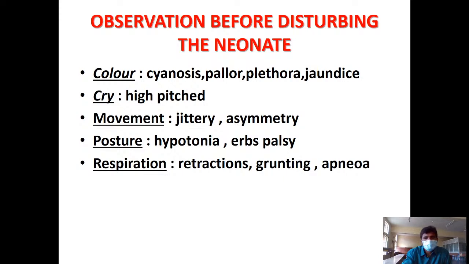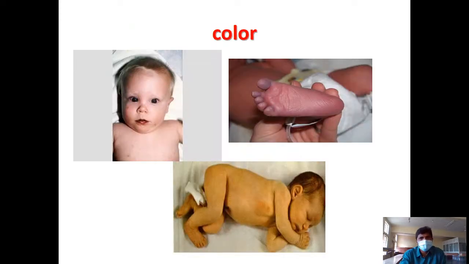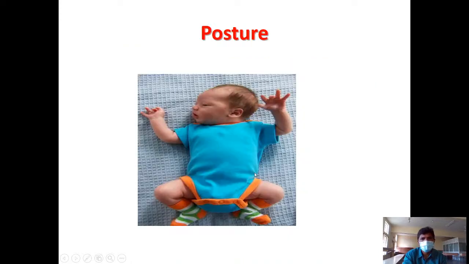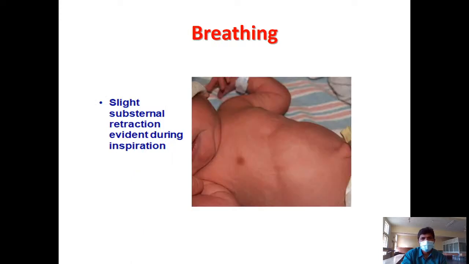Then once you have made out these things, here are some examples. See here, the baby's lips look cyanotic, so this is central cyanosis. Here the bluish discoloration is limited to only palms and soles, so this is acral cyanosis. Here the baby is jaundiced, so it appears yellowish. Then posture, this is the universal flexion posture. All your joints will be in a flexed posture. This is a healthy neonate. Then you can look at the breathing pattern. Here you can see the baby is having a slight subcostal retraction. So these are the things you need to make out without disturbing the neonate.